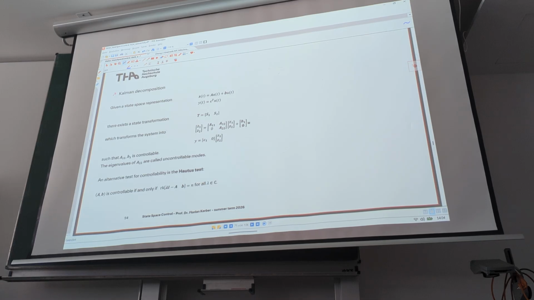I started last time with Kalman decomposition. I will probably repeat this in the first maybe 15-20 minutes so that we do not have to talk about this in a rush. So let's go through these slides starting from here again and then finish off this chapter. After that we will move onwards.